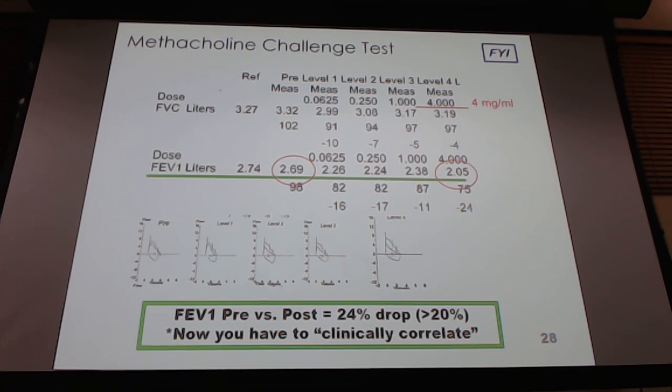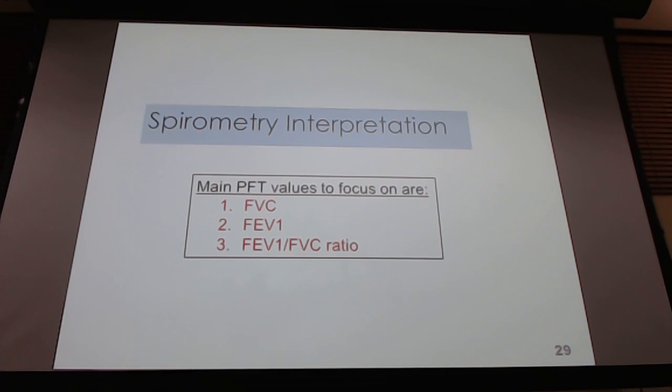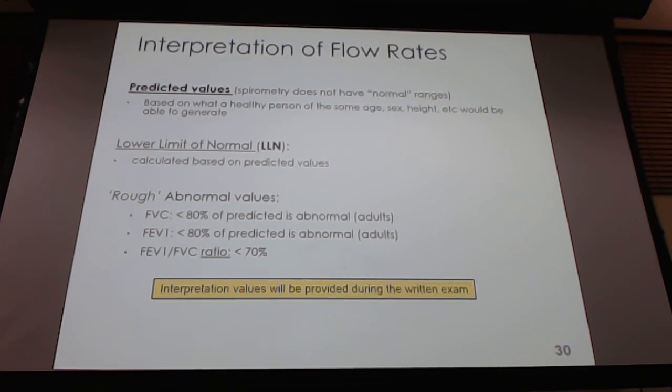But anyway, I won't confuse you with this one because I want you to think about the other PFTs. Alright, here we go. Let's see where we're at. So, interpretation of flow rates. Again, we talked about predicted values. We'll talk about COPD, where it's not relative to normal. There is an actual cutoff, but we'll talk about why that's the case.